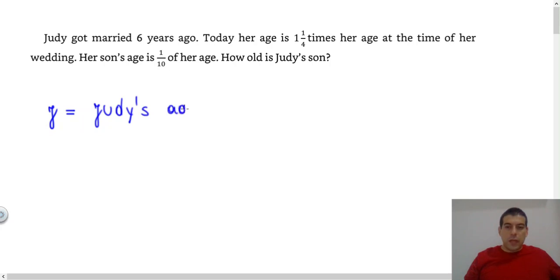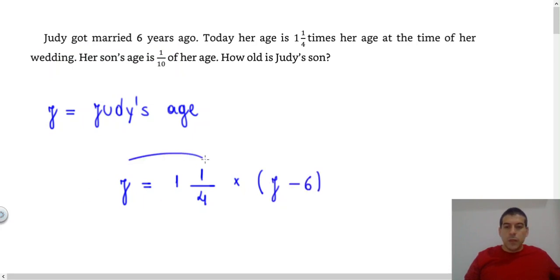So Judy's age nowadays is J, and we know that her age today is 1 1/4 times the age when she got married. The question told that she got married 6 years ago. So 6 years ago it will be J minus 6. If we solve this equation, we will know how old Judy is, okay?